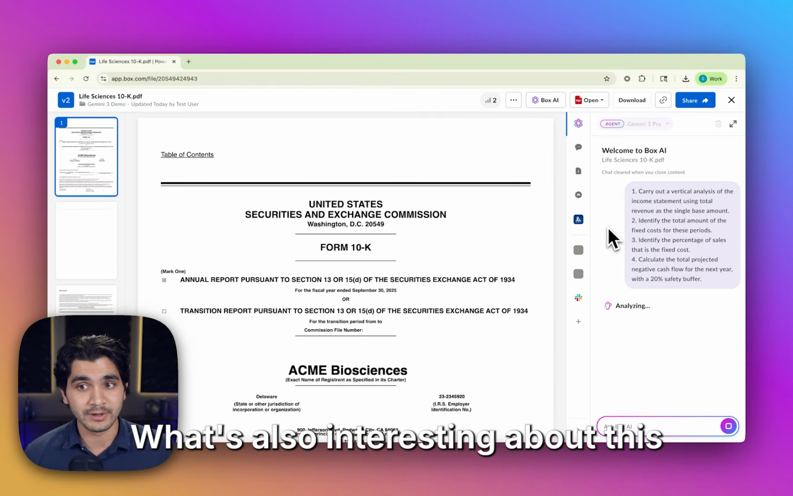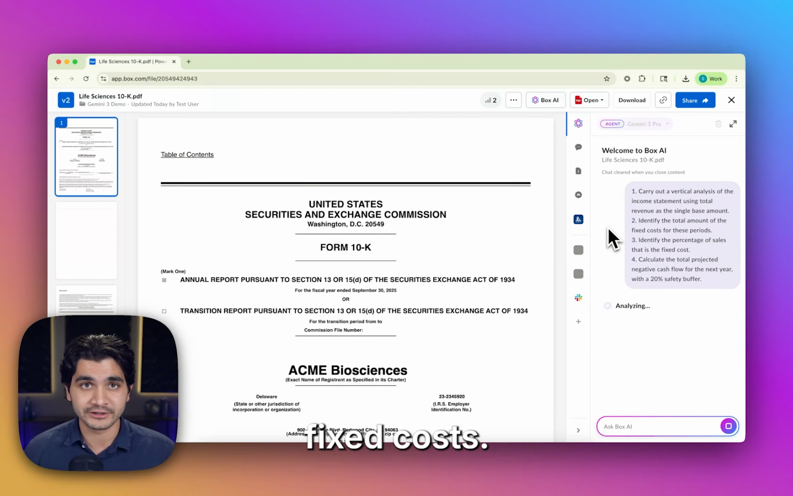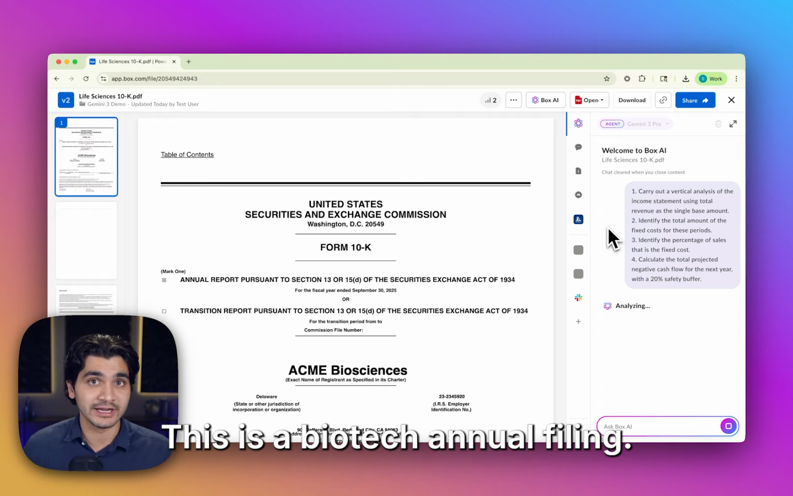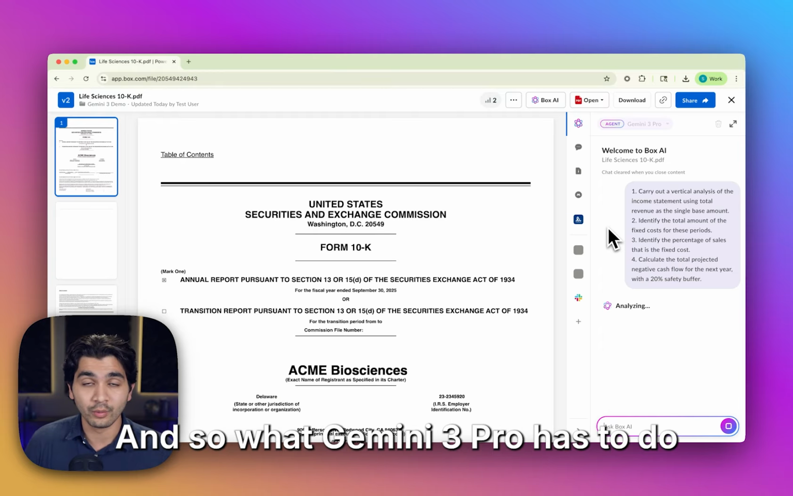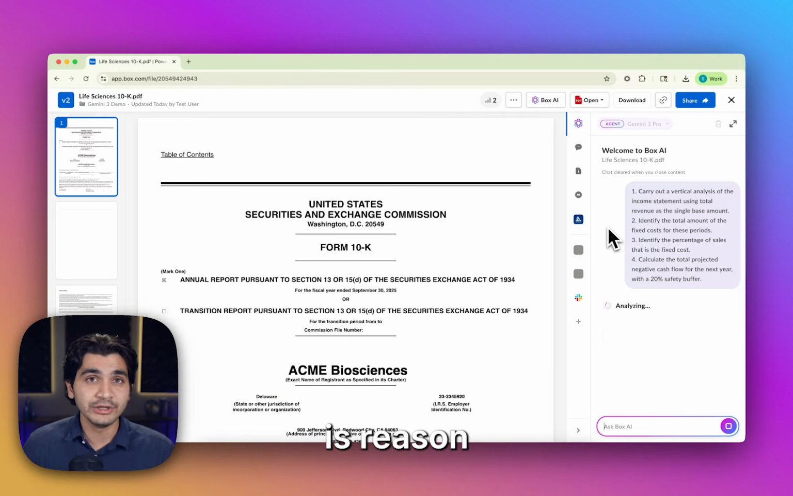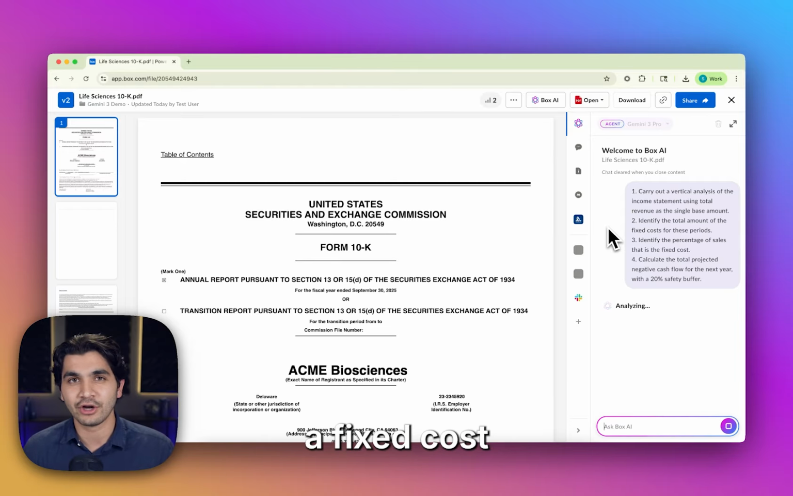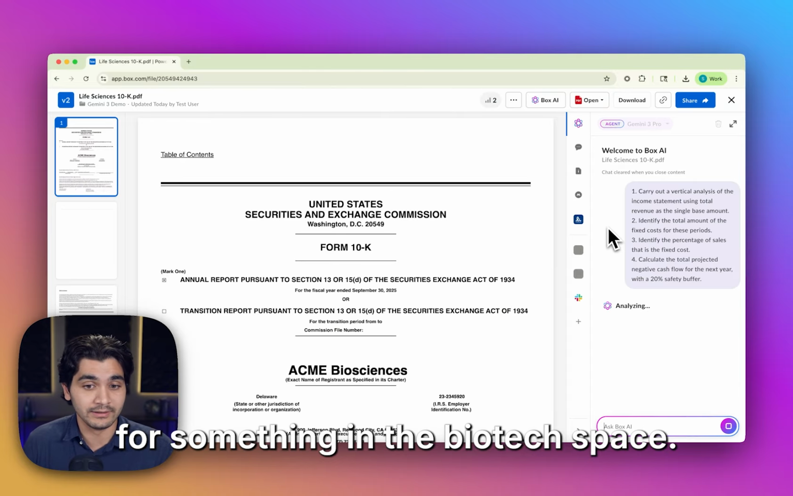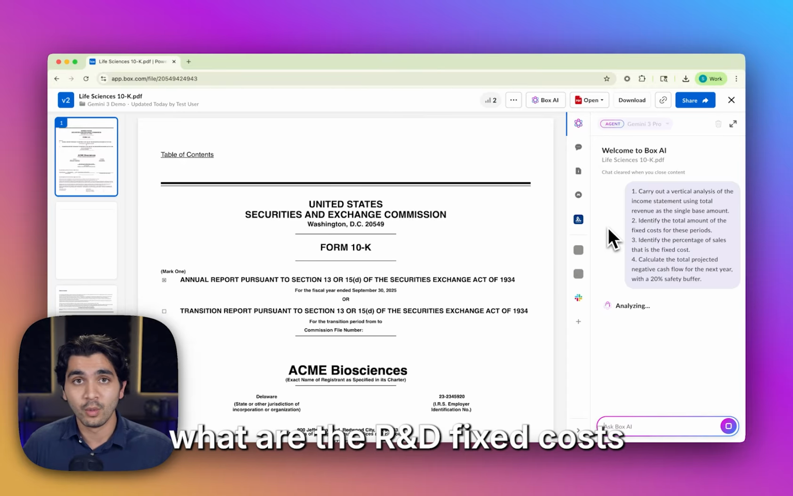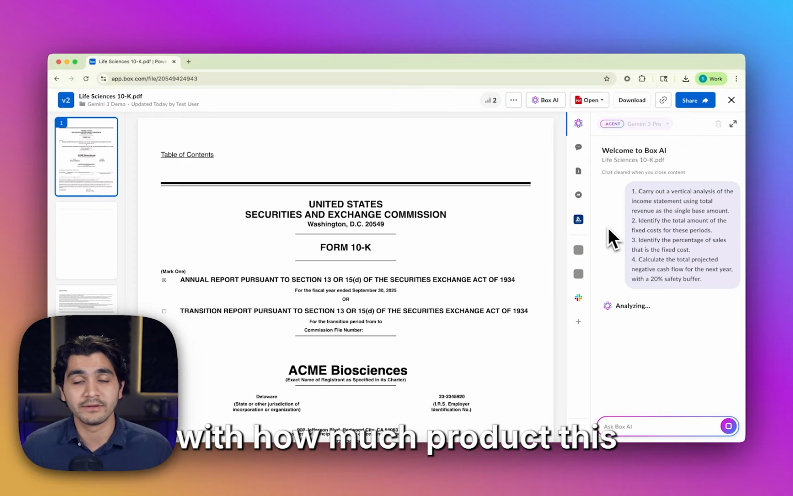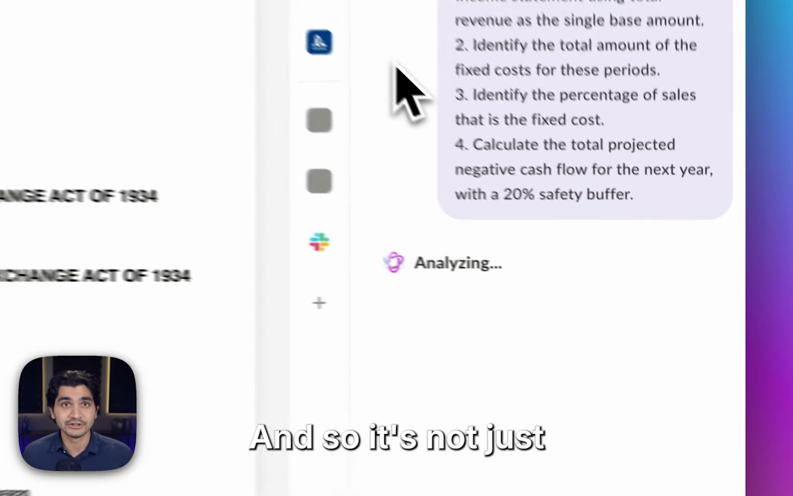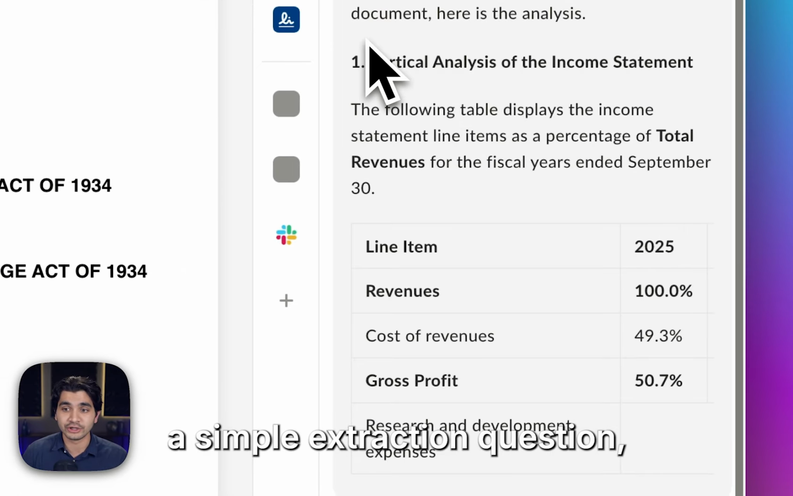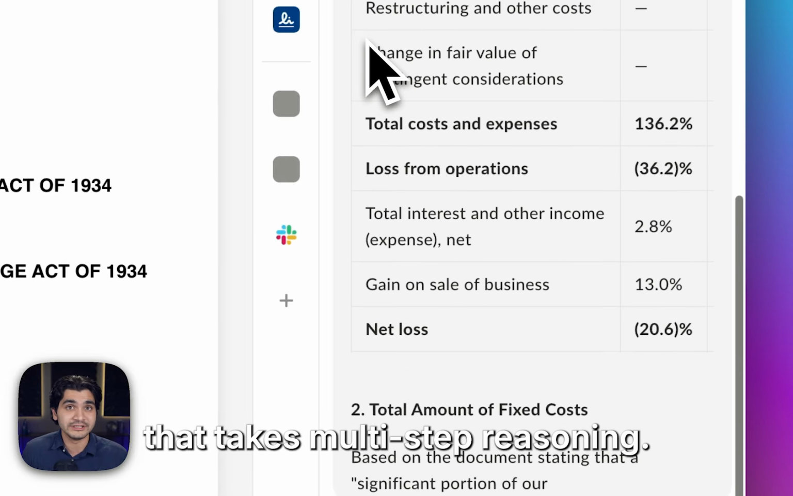What's also interesting about this question is we're asking about fixed costs. This is a biotech annual filing. And so what Gemini 3 Pro has to do is reason what constitutes a fixed cost for something in the biotech space. I mean, what are the R&D fixed costs that are not variable with how much product this company is selling? And so it's not just a simple extraction question, but actually something that takes multi-step reasoning.